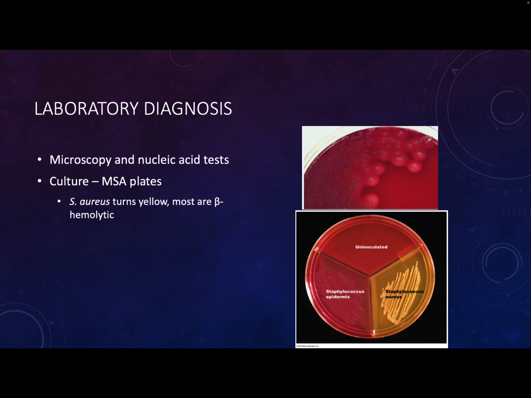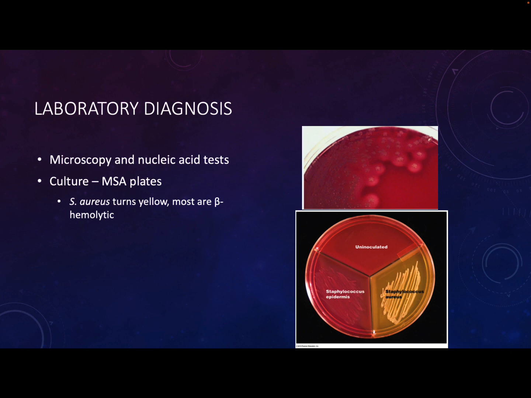And then here's the MSA plate. So an uninoculated area. This is Staphylococcus epidermidis. It grows on the plate, but it doesn't ferment mannitol like Staph aureus does. So you get that yellow color because of the fermentation of the mannitol.